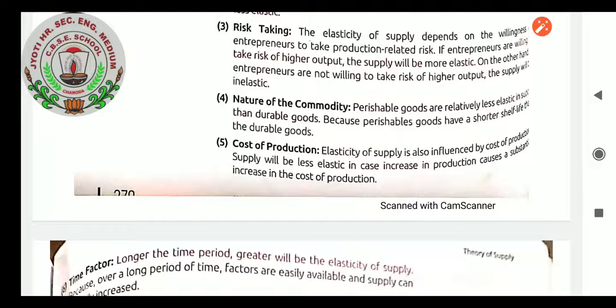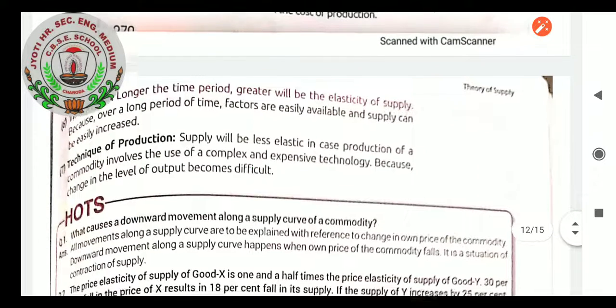Cost of production. Elasticity of supply is also influenced by cost of production. How? If our cost of production is going down, definitely we will increase the supply, we will increase the production. That will show elasticity of supply when the cost of production is getting low for us. But if our cost of production is going high, students, it is very difficult for us to manage the supply, hence supply will be inelastic.